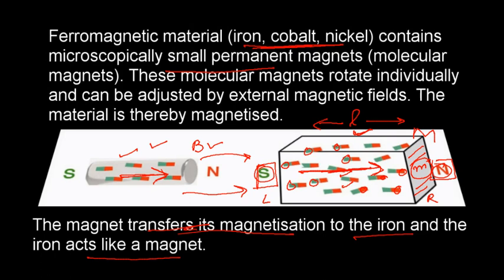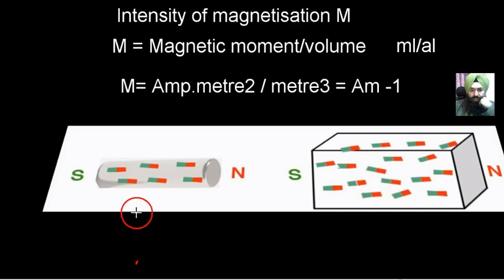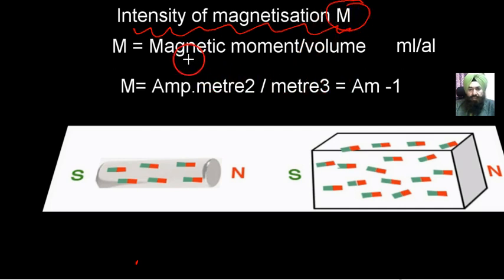Now what is the intensity of magnetization? Capital M. Capital M, the definition is magnetic moment per unit volume. What is the magnetic moment?